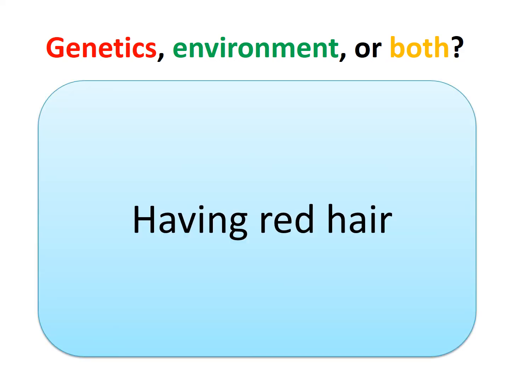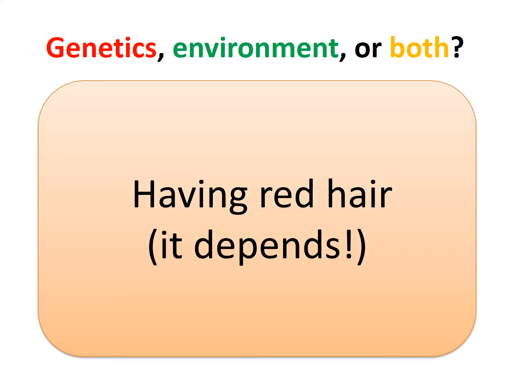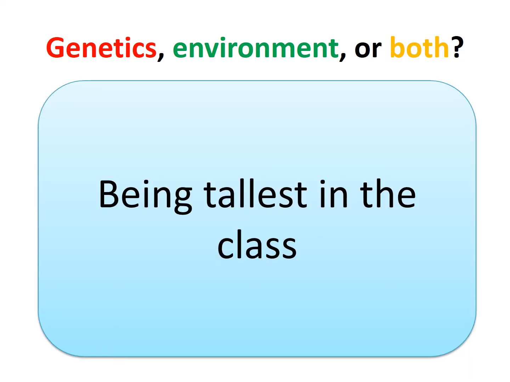Having red hair. Well, questionable. If you've naturally got red hair, then that is genetic. If you have dyed your hair red, that would be environmental. See, it depends. Being the tallest in the class. Now, generally, this is genetic. Your height is really interesting because environmentally you can determine it. If you're undernourished, then you may not achieve your actual height. But yes, that's genetic.